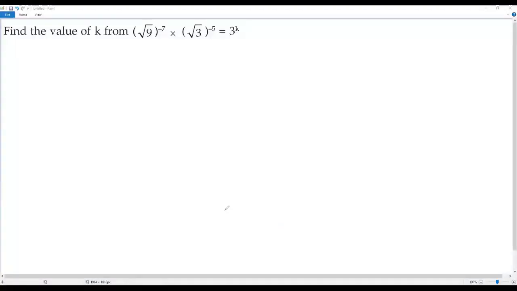We have a problem in algebra 2. Okay, let's go to the information. Find the value of k from square root of 9 to the power of negative 7 times square root of 3 to the power of negative 5 equals 3 to the kth power. That is, we have to solve for k in this equation.